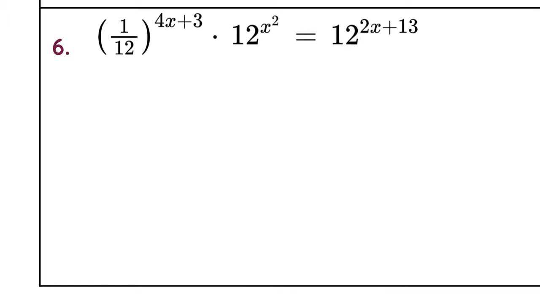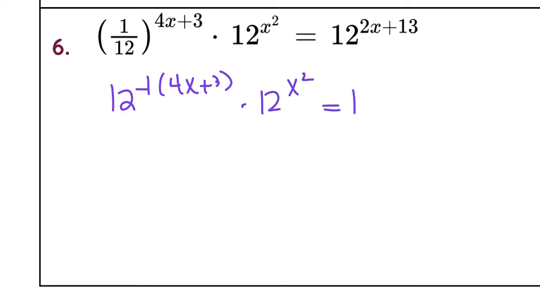Okay, so this one has a 12, this one has a 12, but then this one is 1 over 12. So I need to fix that to where it's just a regular 12. So since it's still the right number, it's still 12, it's just in the denominator. So you can rewrite that as 12 to the negative 1 power. But then it already had a power, so that still needs to be there. And the rest of the equation is going to stay the same. So let's just rewrite that.